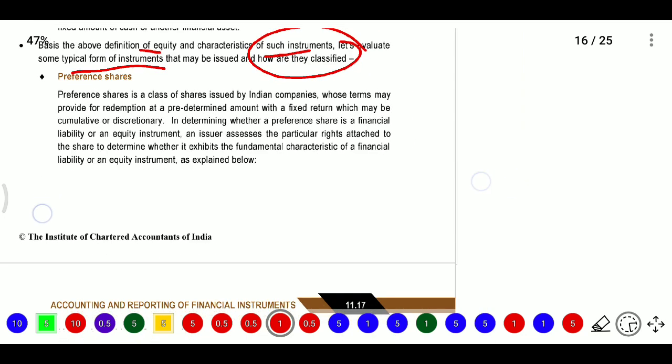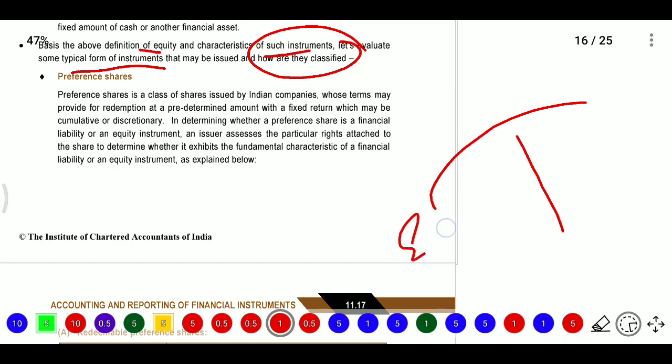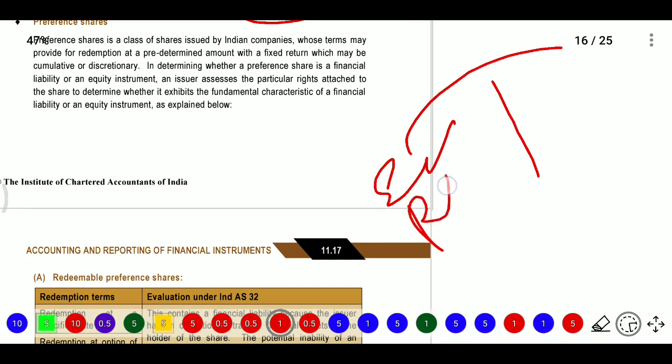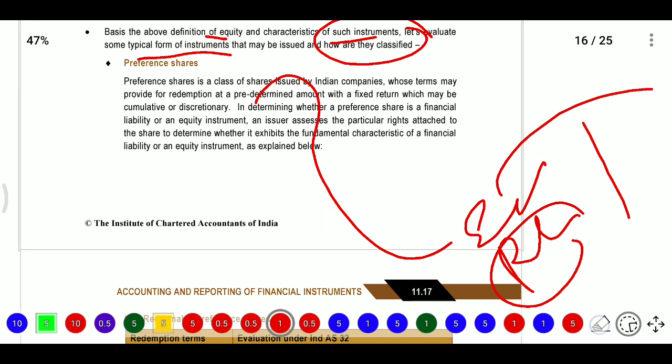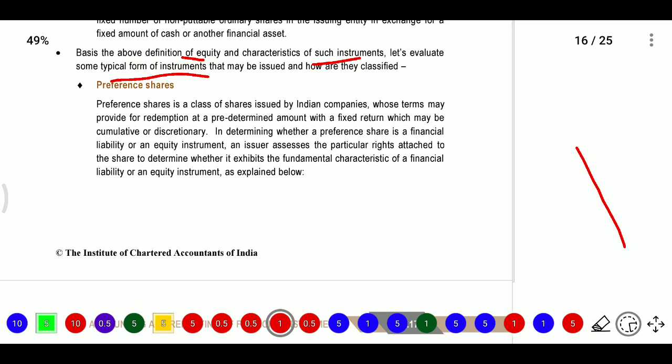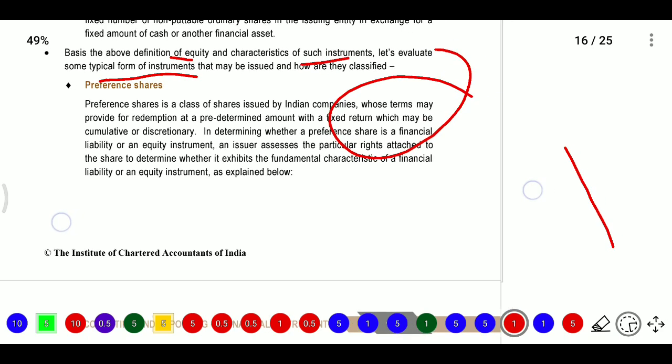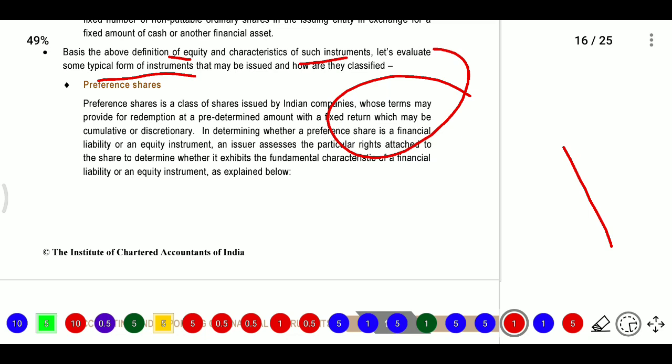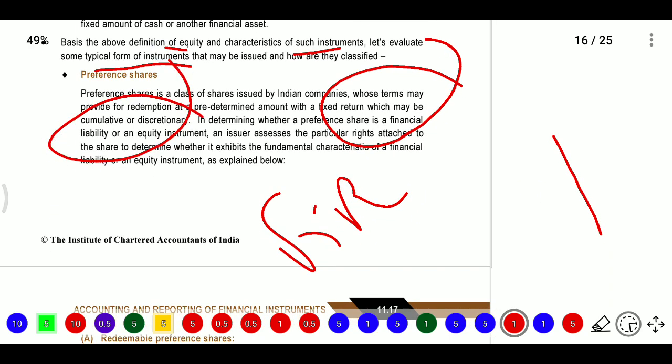So in the balance sheet we have equity. After that, preference. So we are talking about preference shares here. Preference shares are a class of shares issued by Indian companies. Here the terms may provide for redemption at a predetermined amount with a fixed return, which may be cumulative or discretionary. So they have cumulative and discretionary.